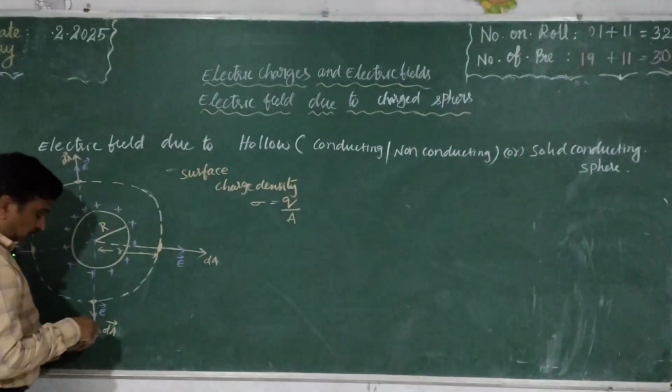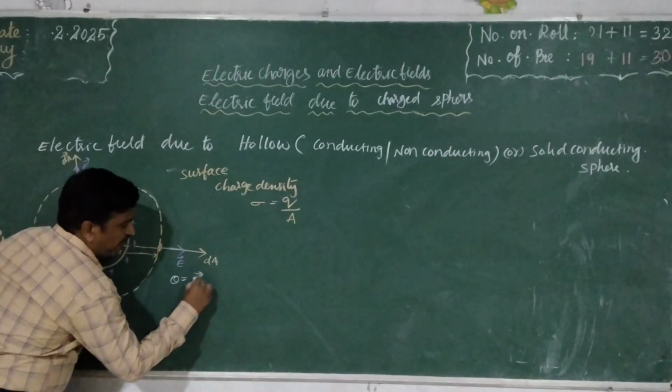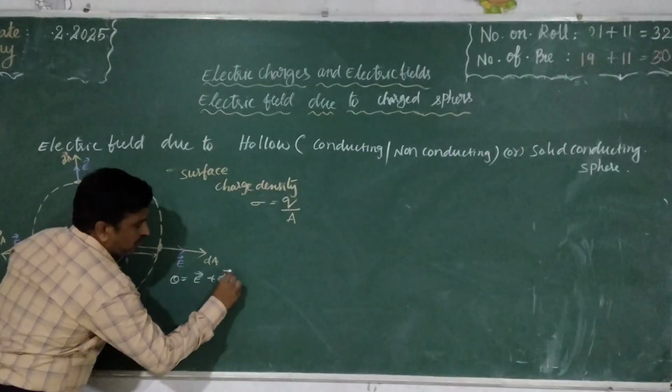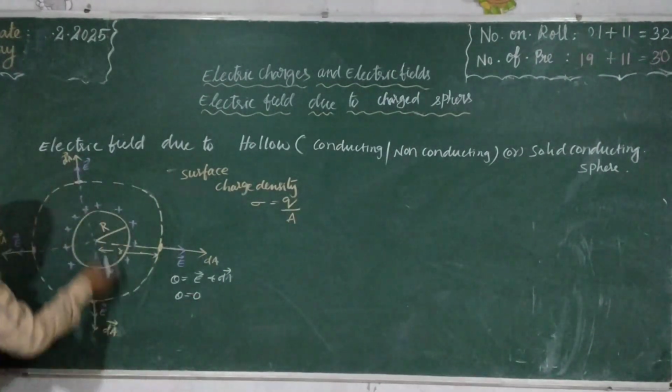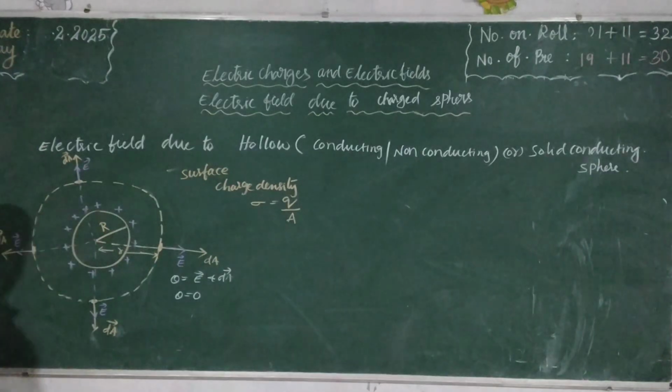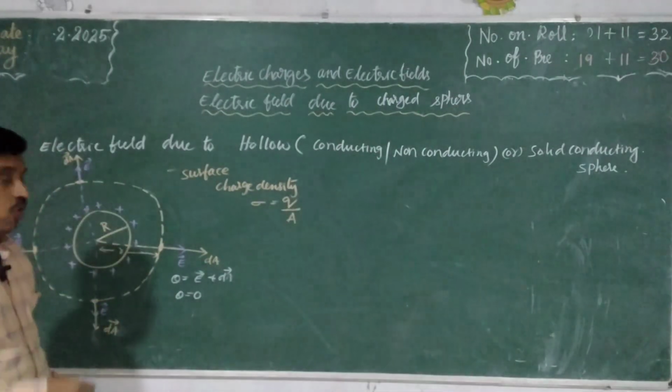What is the angle between these two? Theta is the angle between the electric field vector and the area vector. Here both are parallel now. What is theta here? 0. Here also 0. Why? Because both are parallel. Here also 0. Means the angle between the area vector and the electric field vector is 0.